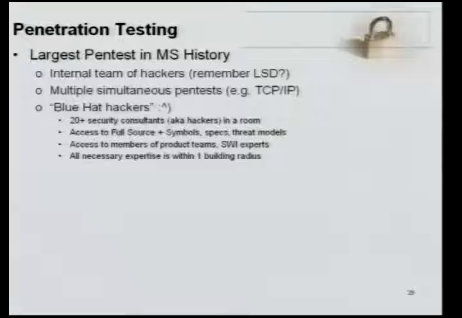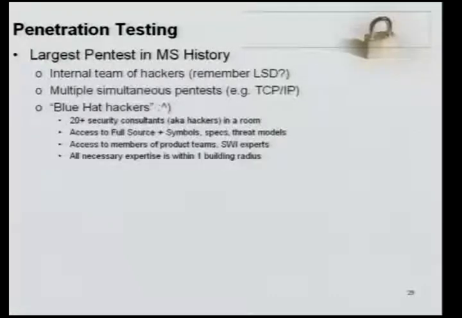And then we had what we call our Blue Hat hackers. And so Jim Allchin gave them this name in some press article. They really hated it, and so naturally the name stuck. And these were over 20 different security consultants, basically in one or two rooms. And it's really like kids in a candy store here. They had full access to source code, full access to private symbols, specs, threat models, the whole thing, access to the product development team. Every question they ever had could be answered within a one building radius of where they were.